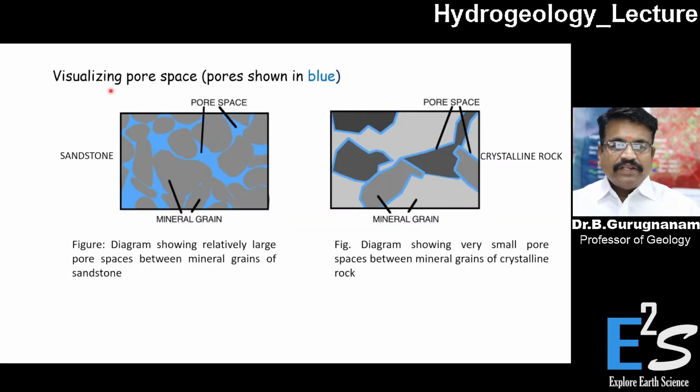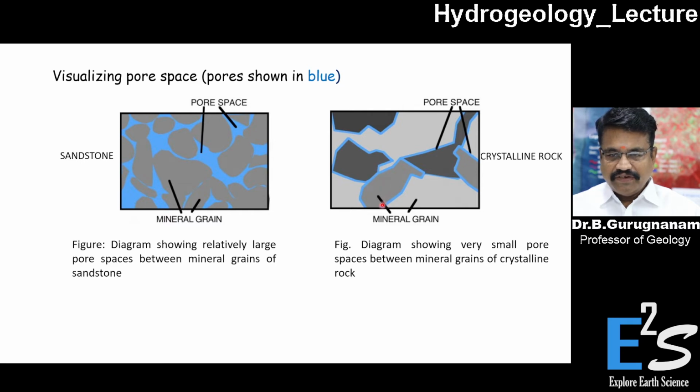This is a visualization of how your water is traveling in the pore spaces. These are the sediments, and in between the sediments you can find the pore spaces. The pore spaces are filled with water. This is a typical example of mineral grains and water in the pore spaces. The best example is sandstone. This diagram represents relatively larger pore spaces between mineral grains in sandstone. It is very large.